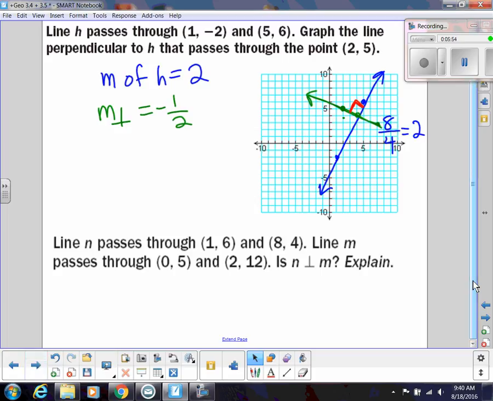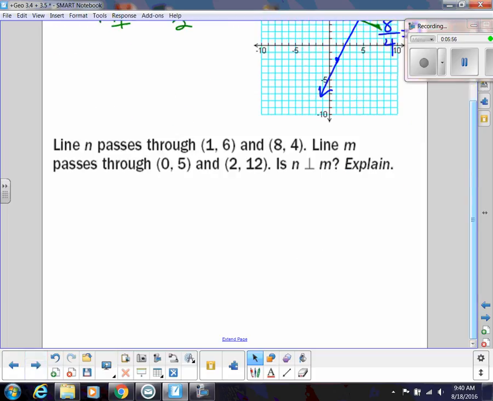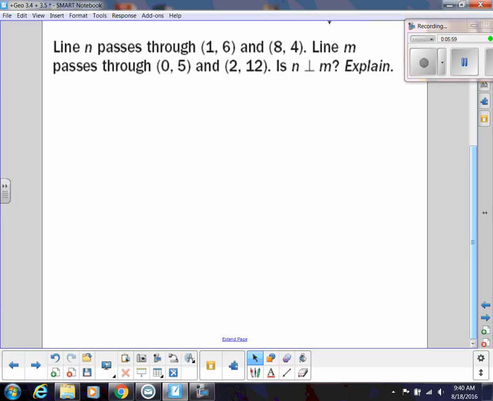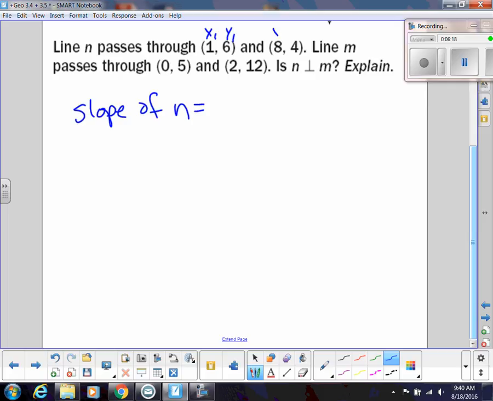Now if we do this without a graph, we have a line N passing through those points and line M passing through those points. They want to know if those two lines are perpendicular. So all we're going to do is find the slope of N. Remember, this is x1, y1, x2, y2, if you're more of a formula type of person. So that's 4 minus 6 over 8 minus 1, so that's negative 2 over 7.